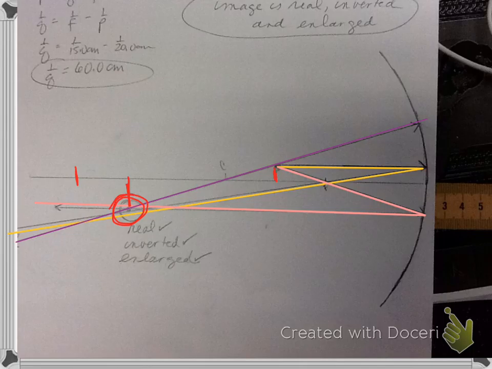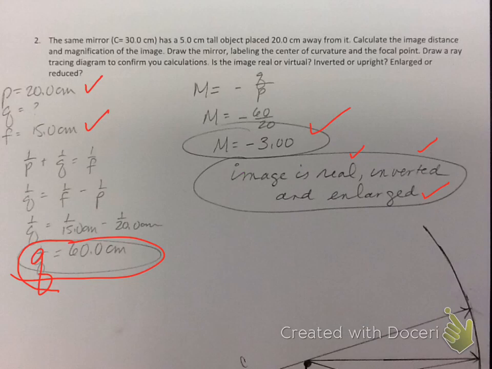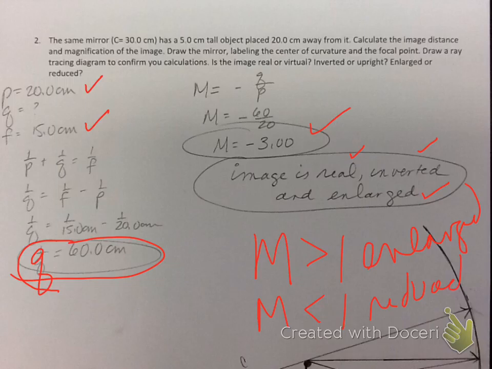Yes, sir. So what do you look at to see if it's enlarged or not? Two things. You look for your magnification, and remember, a magnification greater than 1 means it's enlarged. Magnification less than 1 means it's reduced. No, magnitude of the magnification. The sign tells you if it's inverted or upright.